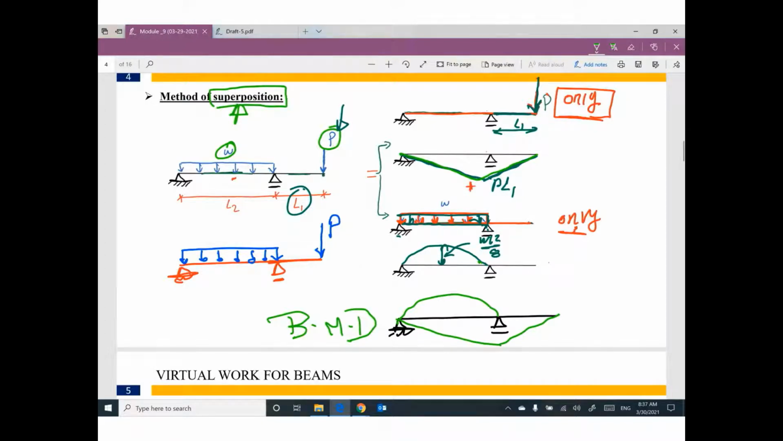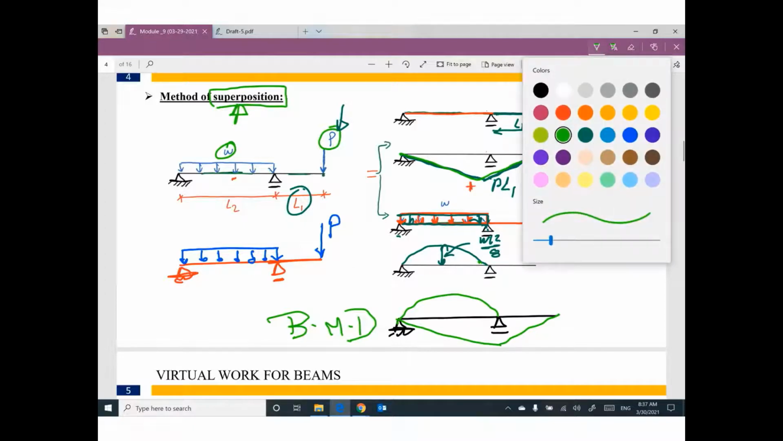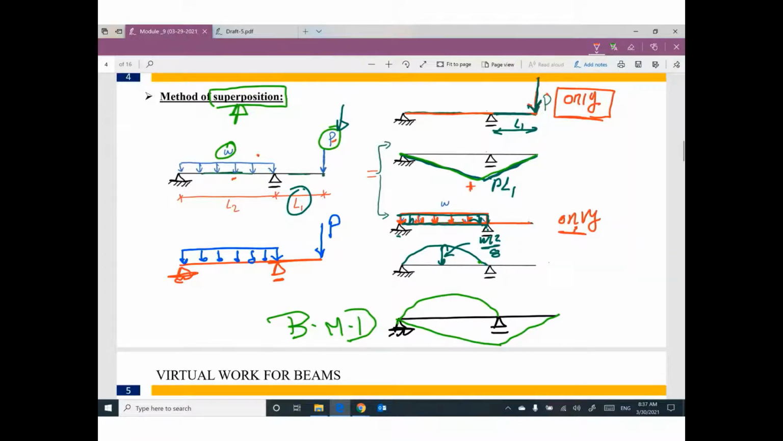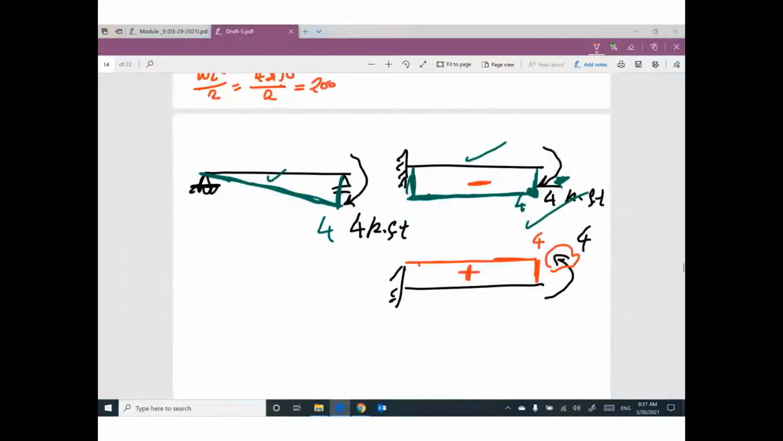That means this bending moment diagram can be called a bending moment diagram with the method of superposition. So superposition means go ahead and assume each load exists alone, and draw the bending moment diagram for this load alone, and for this load alone. The final bending moment diagram will be this diagram and this diagram at the same time. Looks good? I can give you an example.